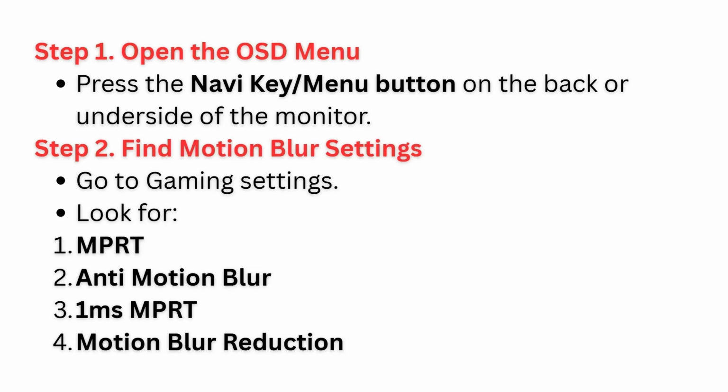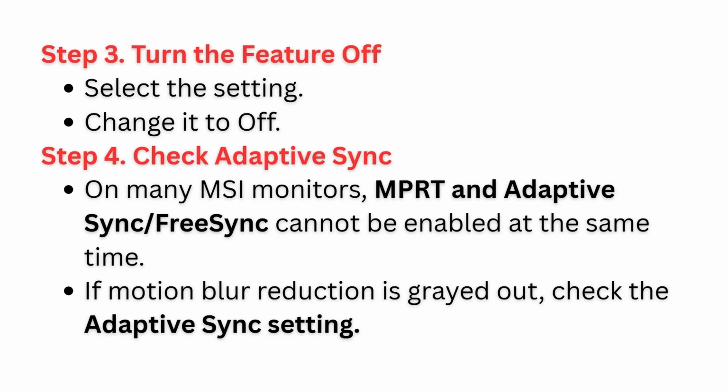Step 2. Find motion blur settings. Go to gaming settings, look for MPRT, anti-motion blur, 1ms MPRT, motion blur reduction. Step 3. Turn the feature off. Select the settings, change it to off.